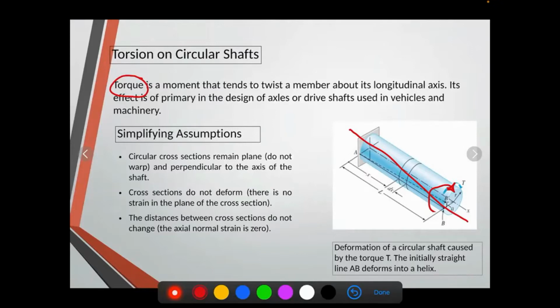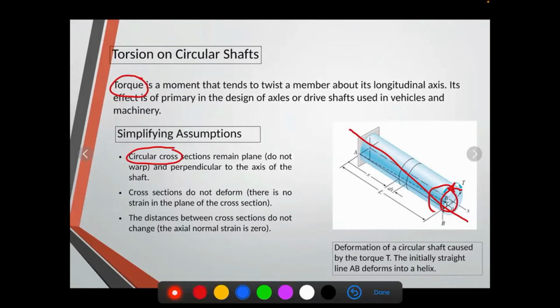So all throughout our discussion, we have here simplifying assumptions. First, we have circular cross-section. So why is that? Di ba, circular cross-section, ibig sabihin, circle lang all throughout yung object na i-discuss natin. That is because yung circle cross-section, that is what we call as axis symmetric.